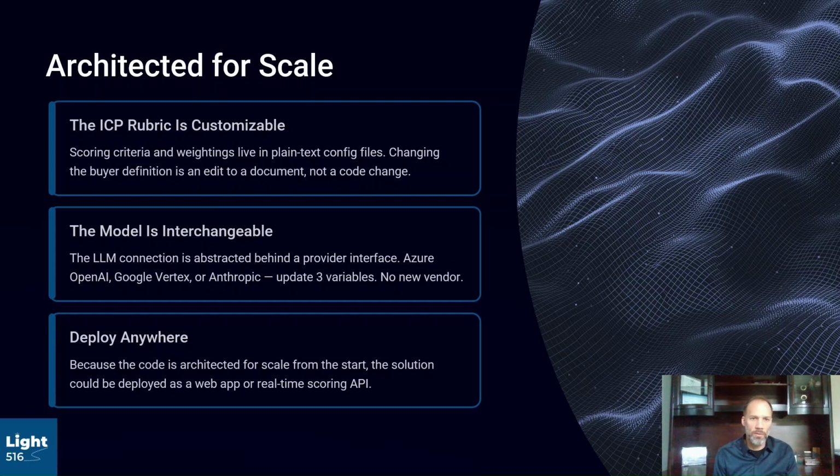So let's talk a little bit about the architecture. Again, the ideal client profile in this run was based on my organization, but it's configurable in many places in a markdown file to update several types of different things that would influence what your ICP means to you, in terms of location and industry and all those types of attributes. The model is interchangeable.